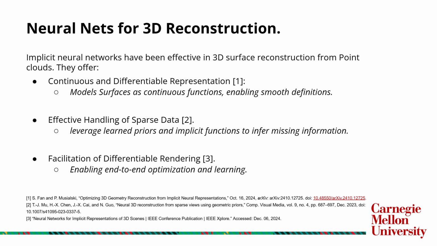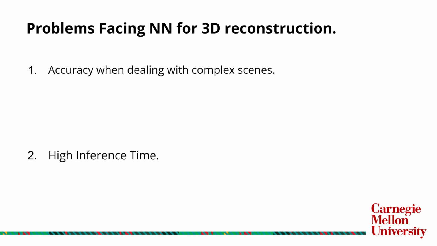With regards to this research, implicit neural networks are key to our study because they can smoothly model 3D surfaces, fill in gaps from sparse data using learned patterns, and optimize rendering end-to-end. These strengths make them perfect for high-quality 3D reconstruction. Methods such as a triplane approach reconstruct 3D shapes in an average time of 0.5 seconds.